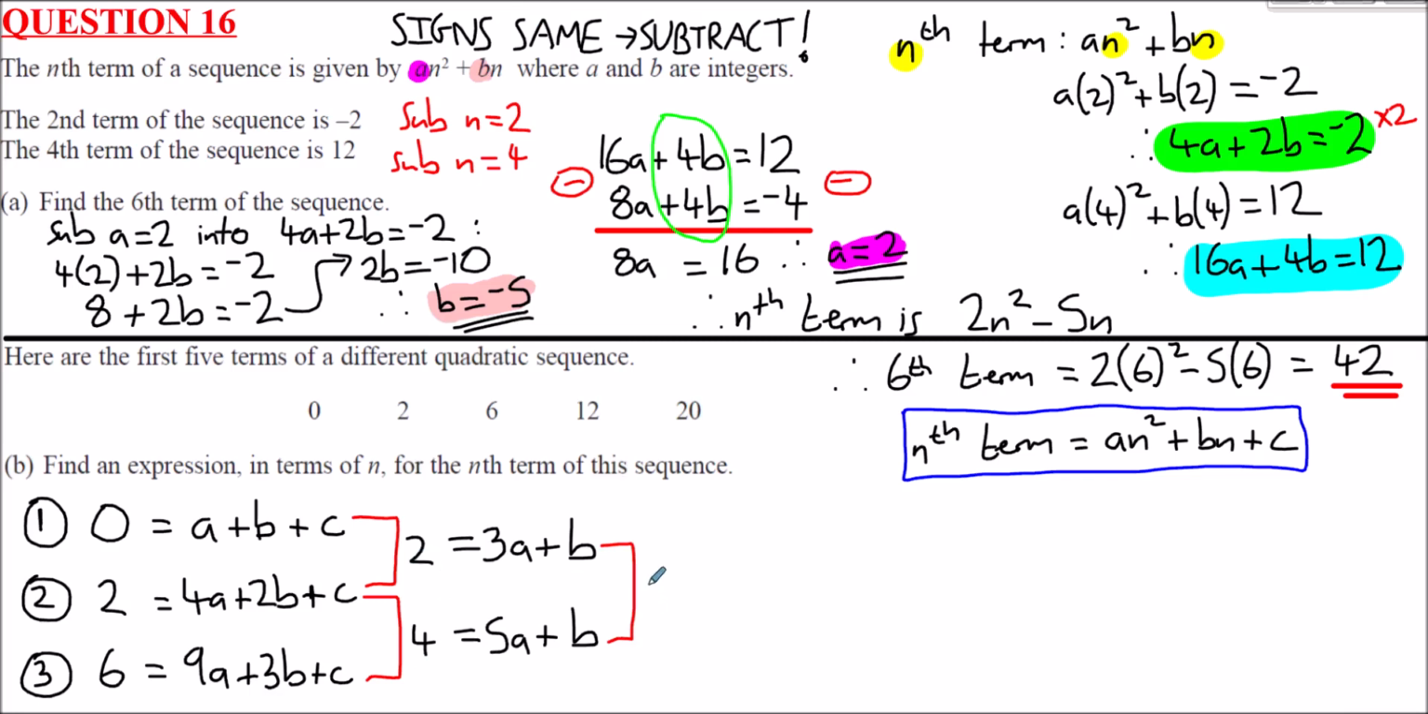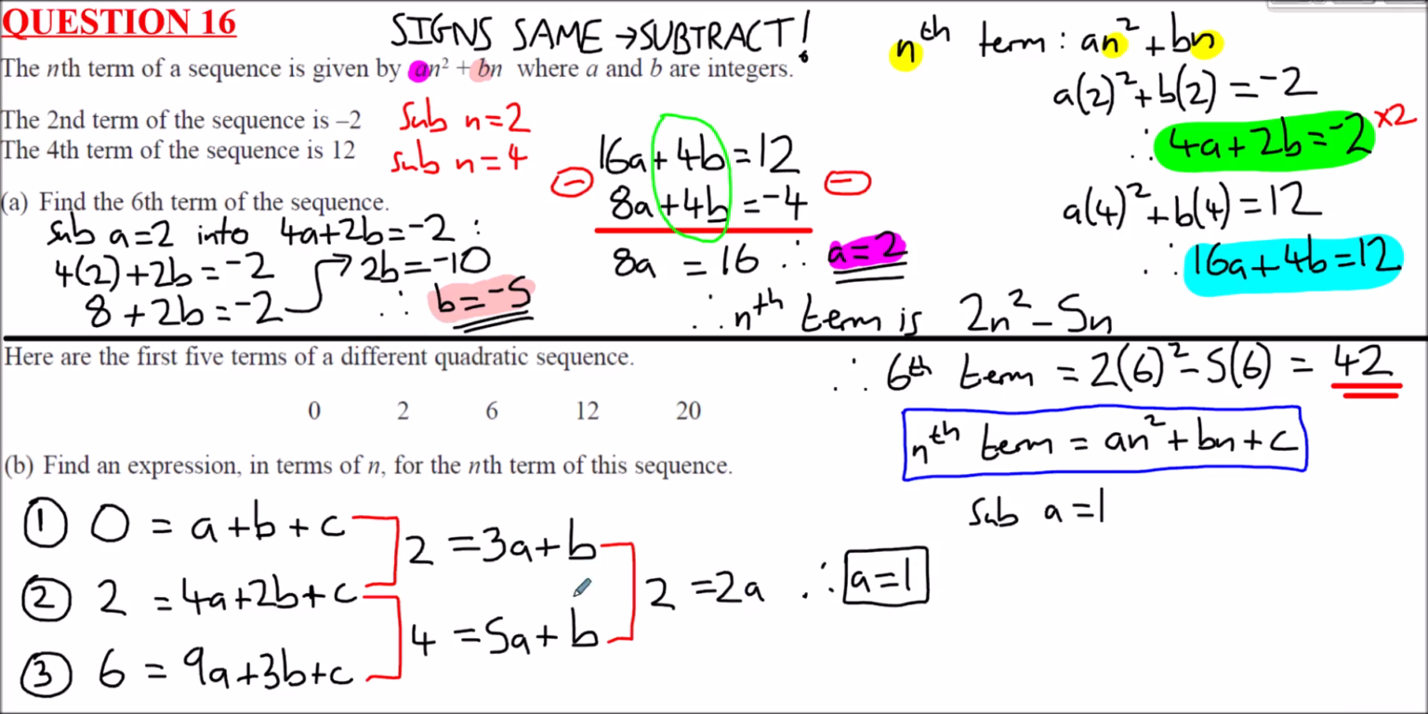4 take away 2 gives us 2. 5a take away 3a gives us 2a. b take away b vanishes. So I can see now that definitely 2 equals 2a. Divide through by 2, therefore a equals 1.